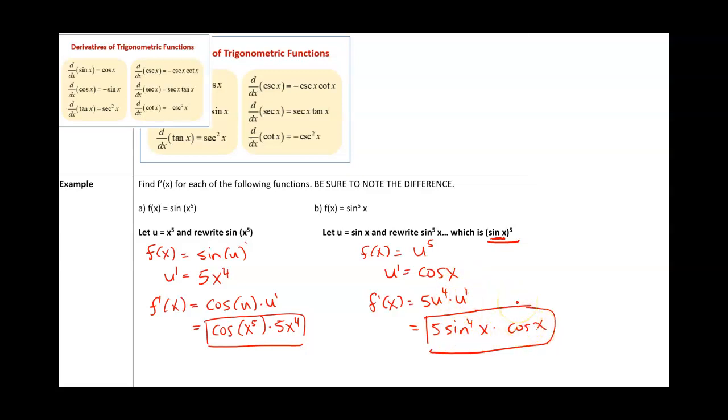If you were to do it without using u substitution, you would do something like this. You would say the 5 comes down, so we end up with 5 times sine of x to the 4th power, but because we have an inner function, we have to multiply by the derivative of that, which is going to be cosine of x, and then we get the exact same answer. Some people like the shortcut, some people like u substitution. You figure out whatever is going to work for you.